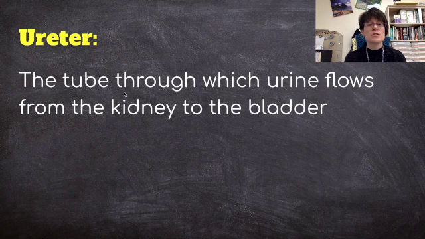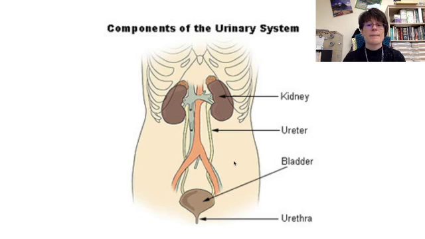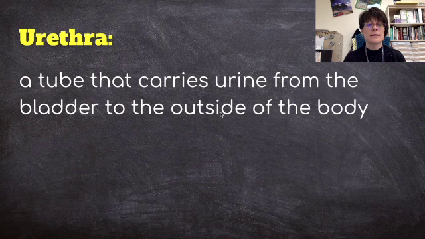So the ureter is the tube through which urine flows from the kidney to the bladder. Right here are the ureters. You have 2. You actually only need about 1/3 of your kidney function. You can actually live without 1 kidney. And the urethra is a tube that carries urine from the bladder to the outside of the body.